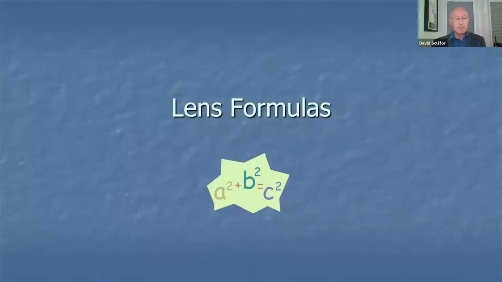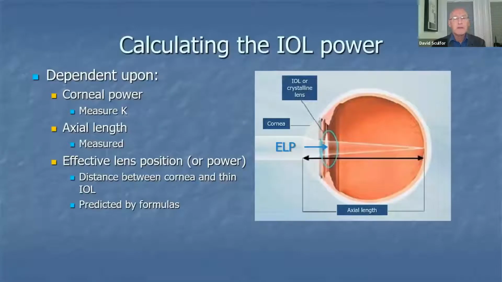So the question that comes up more than anything else, I think, in relation to biometry is, which formula should I be using? To calculate a lens power, there are some things which we need to measure, and some things which we need to estimate. We can measure corneal power using a keratometer, an automated keratometer, or even a full-on corneal topography. But the problem is that it has to make certain assumptions, because it's actually not measuring keratometry or the corneal power at all. What it's measuring is the corneal curvature and then converting that into power.